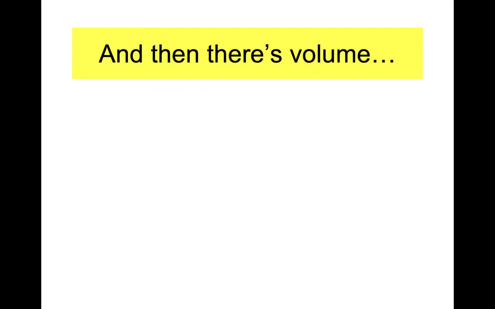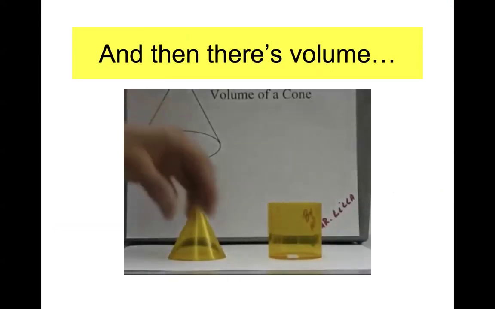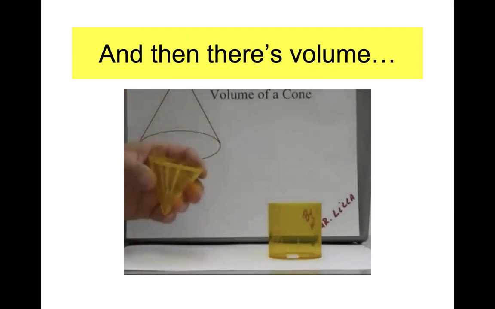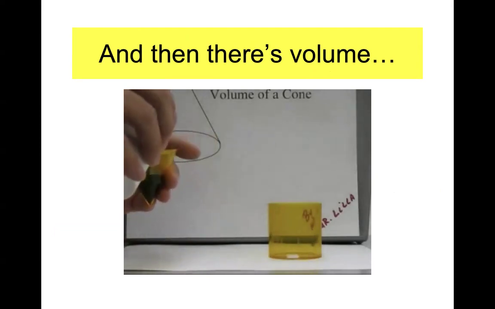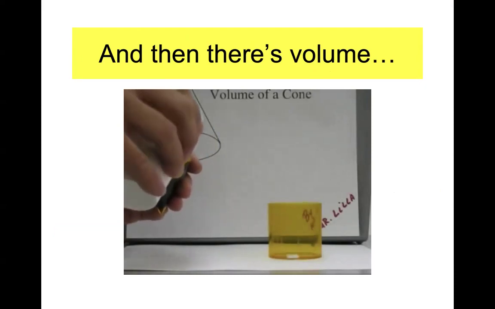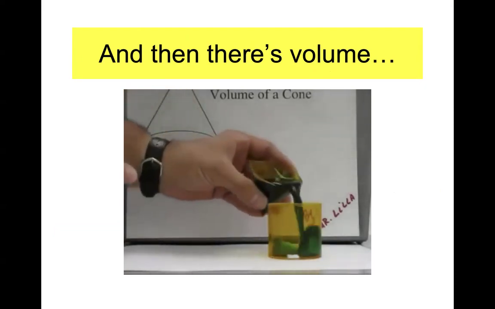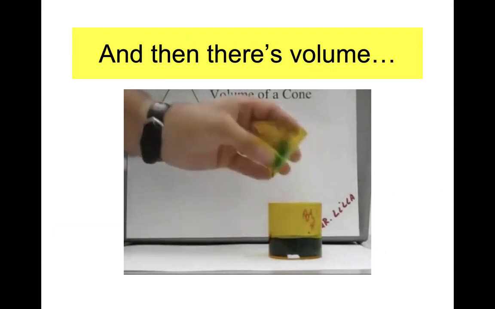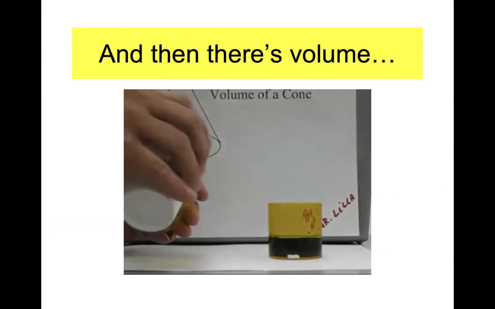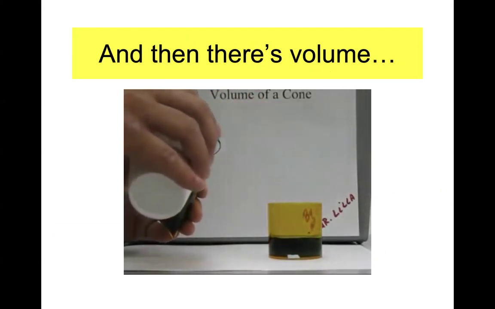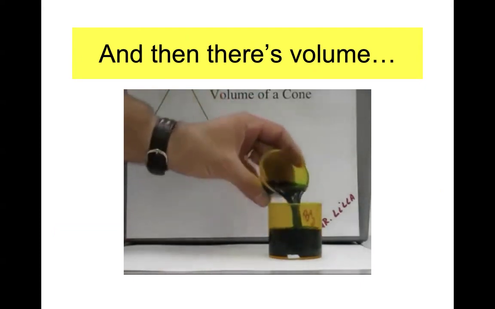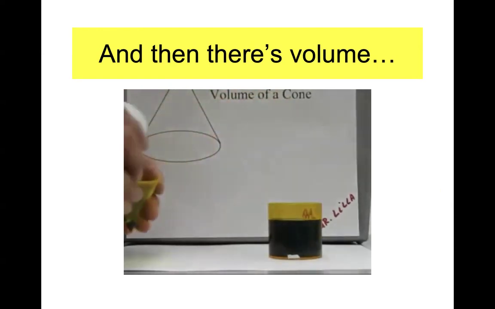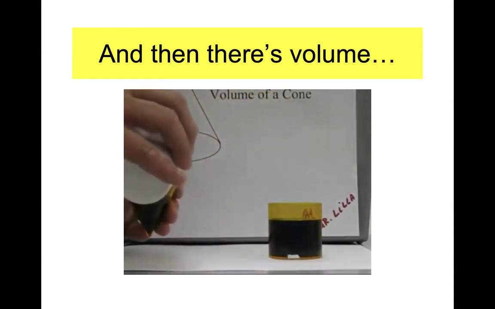Last formula of the year. Here we go. If it is 1/3 of the volume. So let's fill the cone up the first time. I've got a cone filling up a cylinder. And it is a cylinder. Notice the cone and the cylinder have the same base. It's the same circle. So he filled it up once. Filled up twice. A third time.